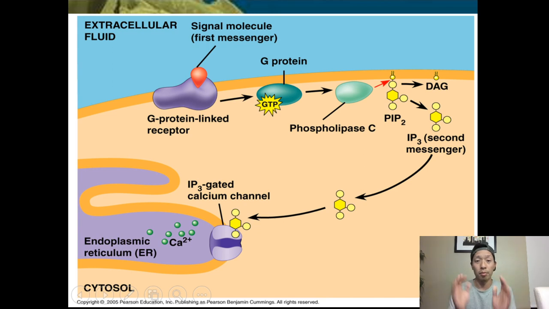Okay. So go ahead and pause it right now. Start with the signal molecule. Walk through all the things. You're not going to know what PIP2 and DAG are, and IP3. Don't worry about that at all. Just treat them as messengers in this transduction pathway. Okay, so go ahead and pause right now and try to figure out what's going on here.